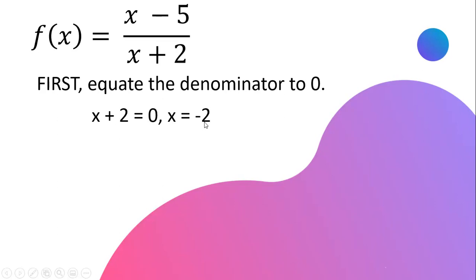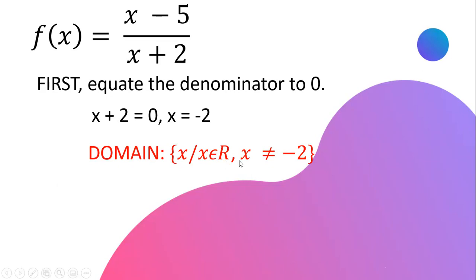So meaning your domain is the set of all x's such that x is an element of the set of real numbers and x must not be equal to -2. Meaning the solved value of x is your restriction, because once this value is substituted into the given rational function, it will make the rational function undefined. That's why we have here x should not be equal to -2. Okay? So that is how easy it is to find the domain of the given rational function.